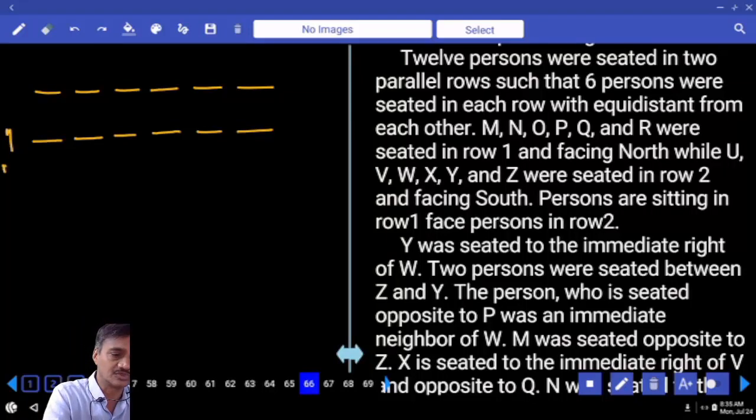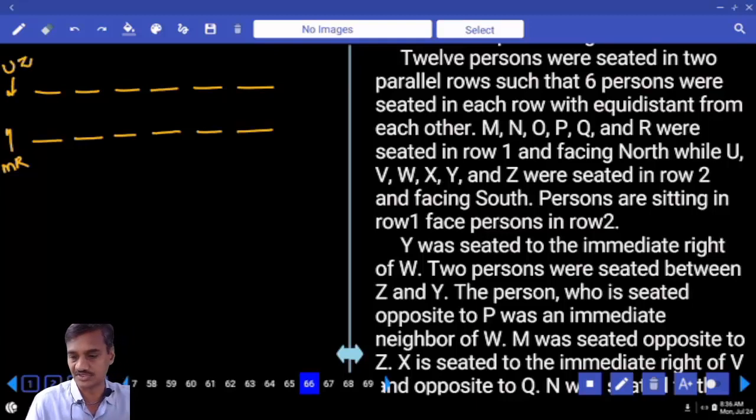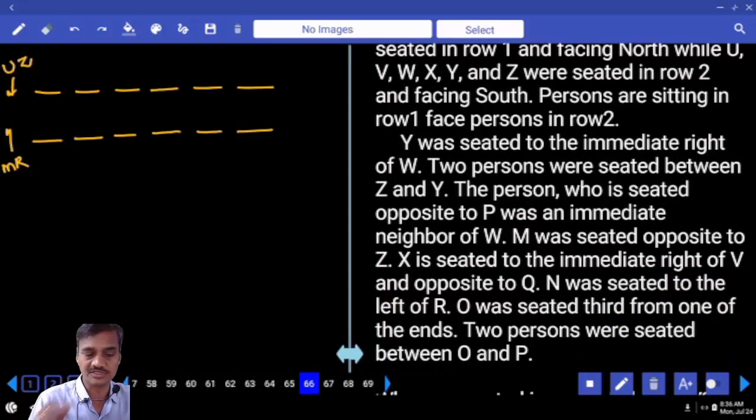Now this is row 1: M, N, O, P, Q, R. And in row 2: U, V, W, X, Y, Z. These persons in row 2 are facing south. Then Y is seated to the immediate right of W. Y and W are facing south. Y is to the immediate right of W.